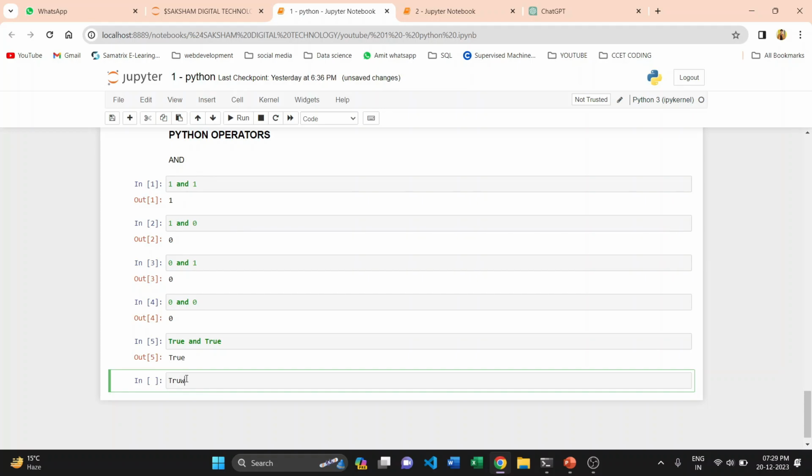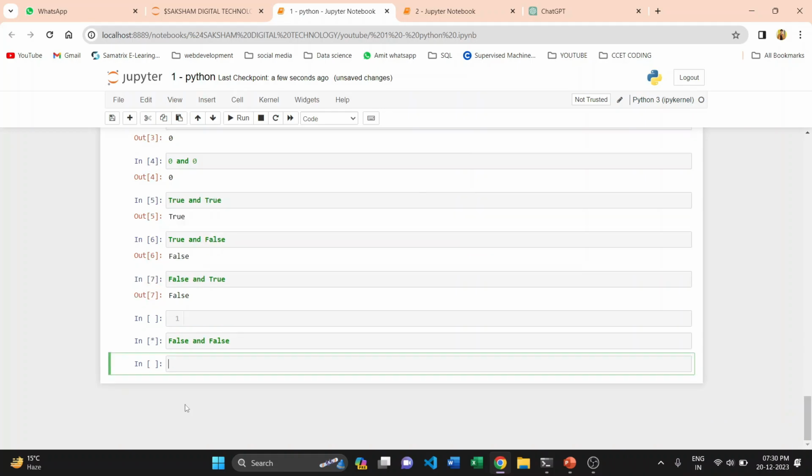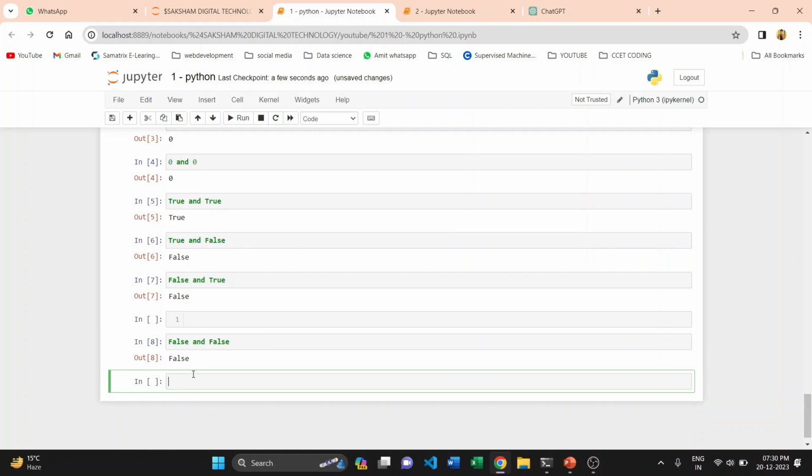And also you can check with true and false. One value is true and another value is false, with the spelling of False with a capital letter, so it gives you the false value, because 1 and 0 is 0, so this is the same as this. Also, with false first and true second, it also gives you false, and the same for false and false, which is also false. So this is the concept of AND.